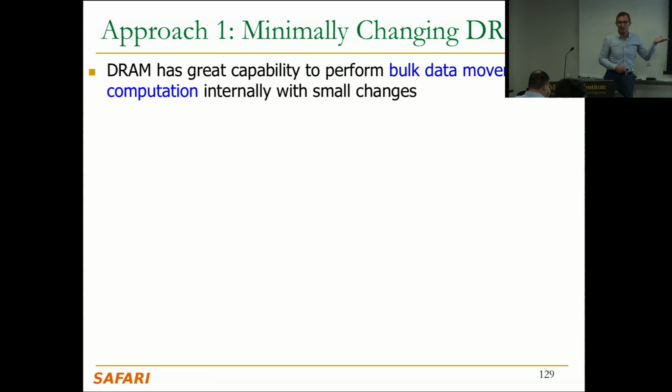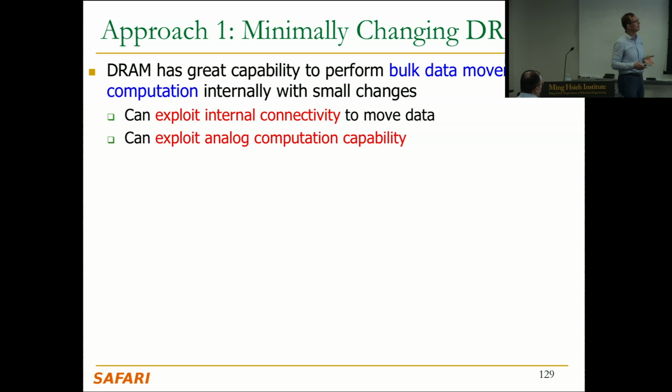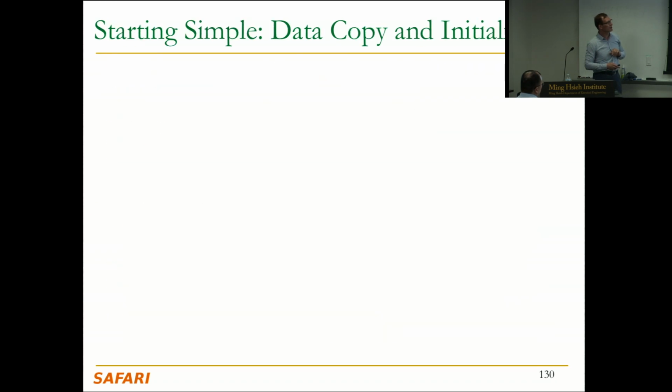So the first realization is that memory, I'm going to give you examples from DRAM, but this is true for any type of memory, has great capability to perform bulk data movement and computation internally with very small changes. So we can exploit internal connectivity in memory to move data, and we can exploit analog computation capability due to charge sharing in DRAM. I'm going to give you some examples.